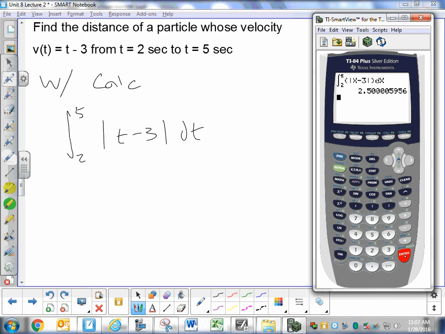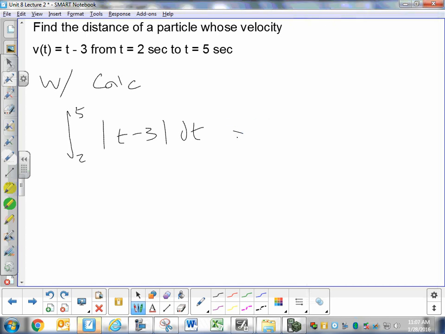A large Riemann sum. Well, we know Riemann sums sometimes miss little bits of area or sometimes overestimate areas. In this case, your calculator using a Riemann sum actually overestimates the area. You can go ahead and assume that the area under the absolute value of t minus 3 is 2.5, and this is going to be the distance.